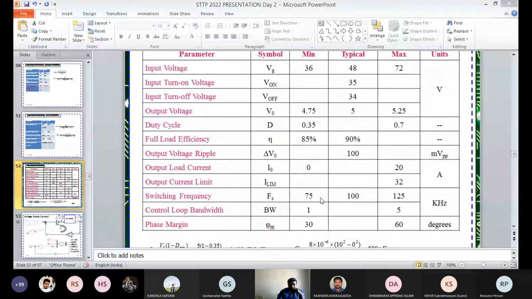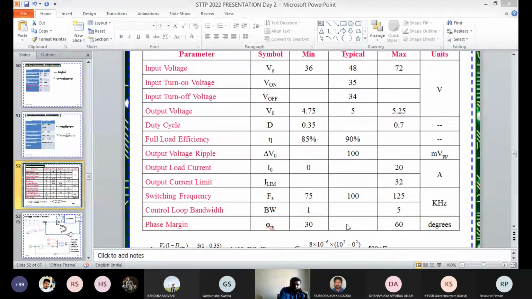That's why output power is 100 watts, and the switching frequency is 100 kilohertz. So based upon these assumptions, I am deriving the inductor value and capacitor value here. I am getting an inductor value of around 8 microhenry and a capacitor value of 590 microfarad.